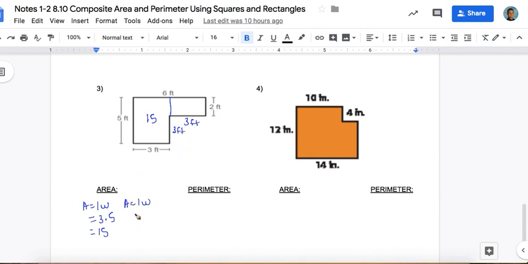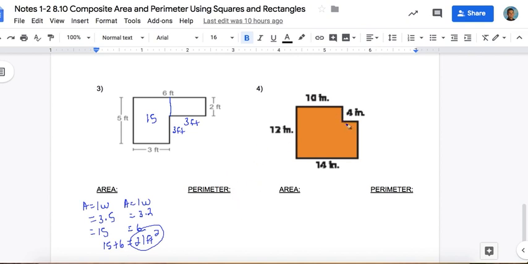So let's go and calculate this area. We have a length of 3 and a width of 2. So 3 times 2 is 6. And now we're going to take those two areas and combine them for the composite. 15 plus 6 equals 21 feet squared.